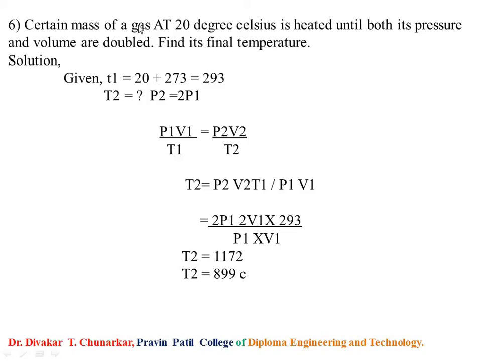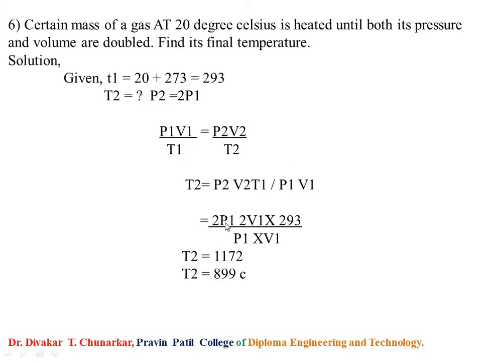Then, a certain mass of a gas at 20 degrees Celsius is heated until both its pressure and volume are doubled. Find its final temperature. So what is given in the problem: T1 equal to 20 plus 273, that is 293. T2 equal to question mark because we have to find the value of the final temperature, and P2 equal to 2P1. So P1 V1 upon T1 equal to P2 V2 upon T2.